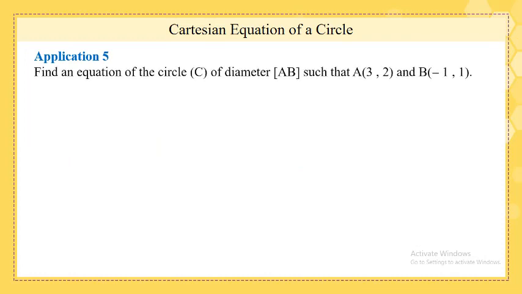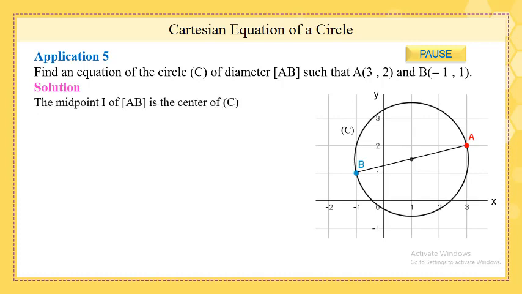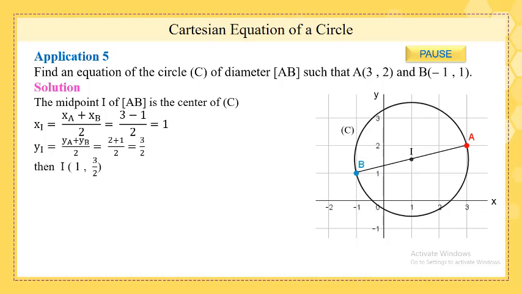Application 5. Find an equation of the circle C of diameter AB such that the coordinates of A are 3, 2, and that of B are minus 1, 1. In this case, neither the coordinates of the center are given nor the radius, but we know that if AB is a diameter, then I, the center of the circle, is the midpoint of AB. To find the coordinates of I, we know that xI equals (xA plus xB) over 2, which will give us 1, and yI is equal to 3 over 2. Then the coordinates of I are 1, 3 over 2.